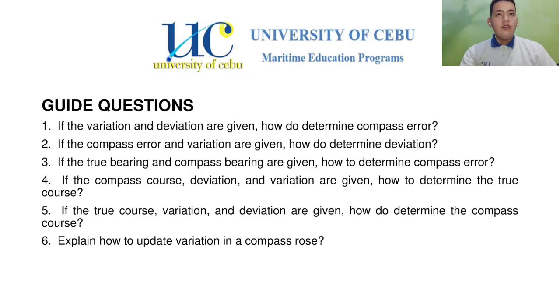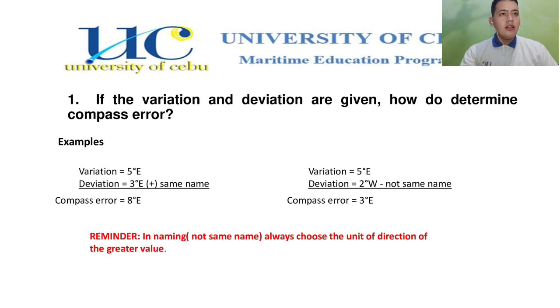For our first question, if the variation and deviation are given, how do we determine compass error? If the variation and deviation have the same unit, we may simply add them to get the compass error. We should subtract them, on the other hand, if they have different units, and name it after the largest value.